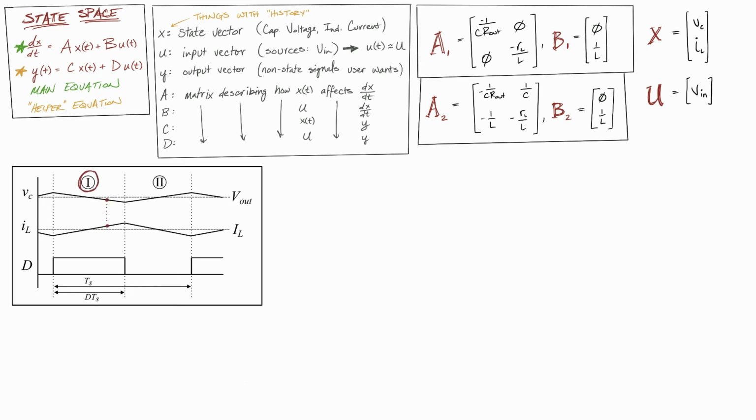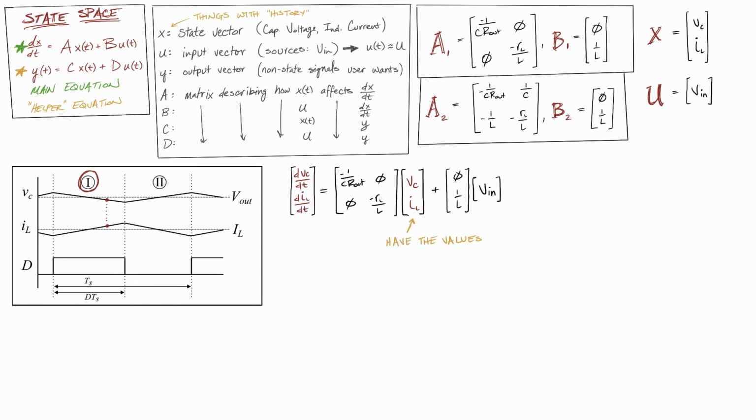Assume in these waveforms, I know one point in time. So I know the value of VC and the value of IL. That means I can take the interval 1 equations, because these values are in interval 1, and I can say A sub 1 times the VC and IL values that I have, plus B1 times Vn. What it will return is dVC over dt. So effectively, if I have values of the states in the circuit, I can predict the state derivatives at that point. Now that's a big deal.